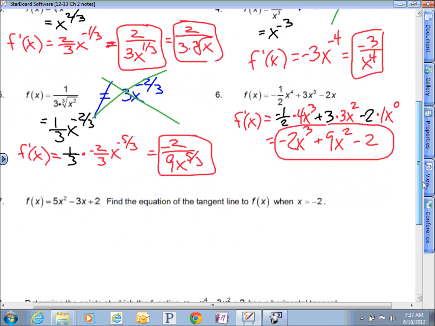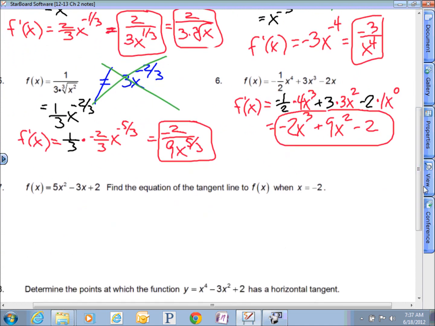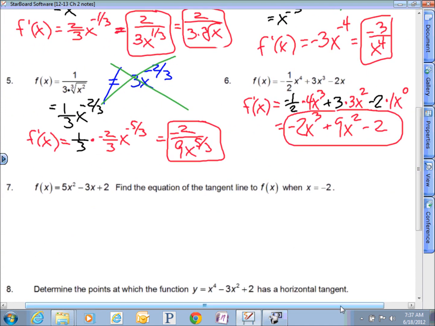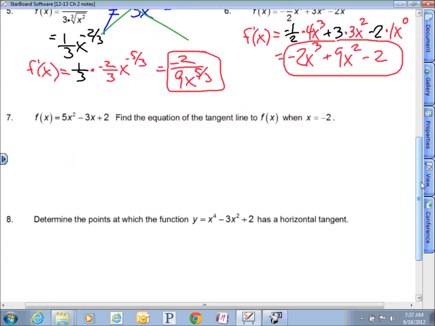This last question, I want to kind of apply the shortcut a little bit, or this number 7. Problem number 7, find the equation of the tangent line. Well, equation of a line. Let's think back to algebra. Equation of a line, I need a point and a slope. So y minus whatever the y-coordinate is equals m, which would be my slope, times x minus whatever the x-coordinate is. Okay, well, they're telling us to do this at x equals negative 2, so let's put the negative 2 in.